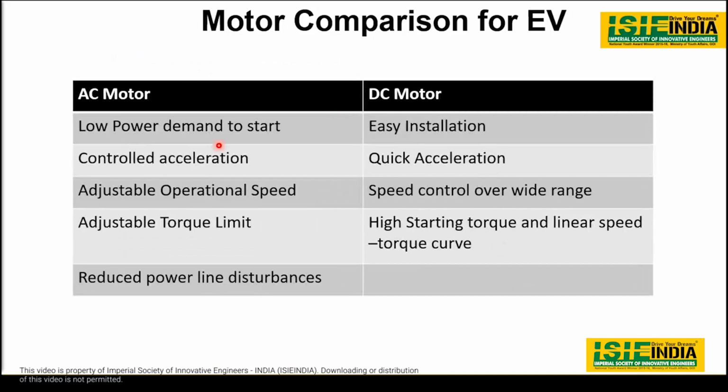Okay, so the next thing, a quick comparison of AC and DC. This DC includes the stepper motor, SRM motor and BLDC motor, everything. AC includes PMSM and so on. So, a quick comparison. Okay, low power demand to start. That is the beauty of AC, right? There is no such thing here. That is why I am reading easy installation, right? So low power, understood my point.